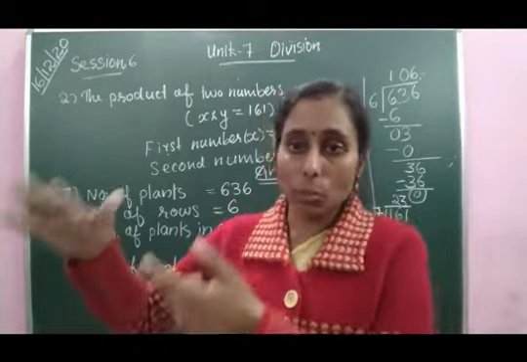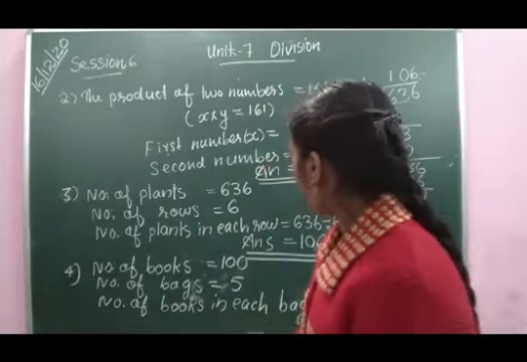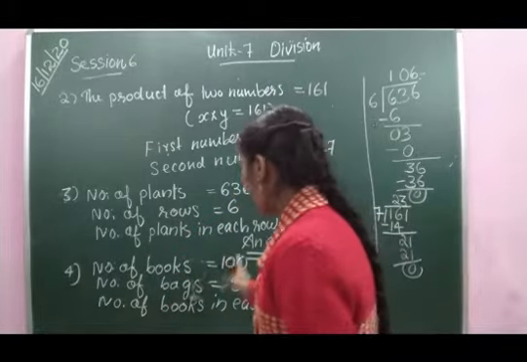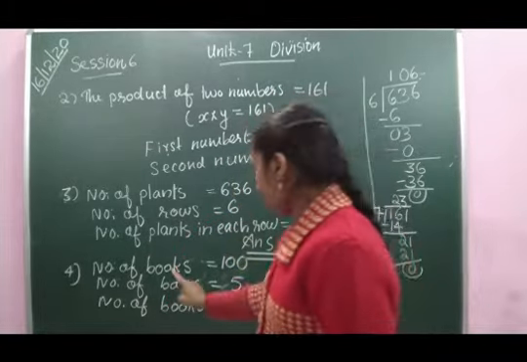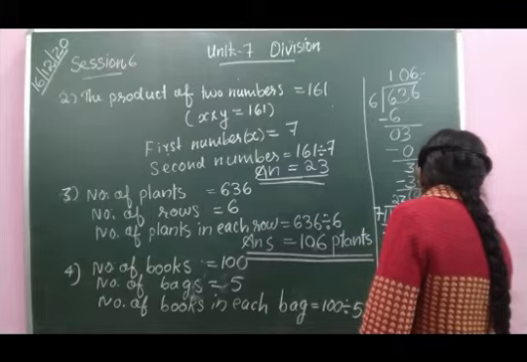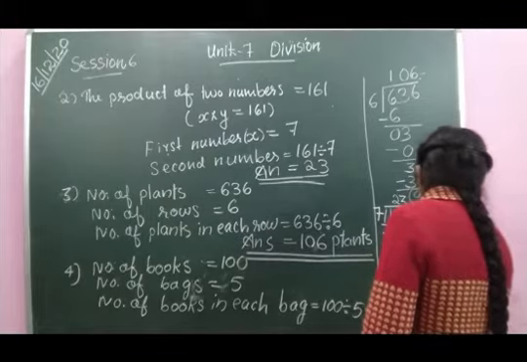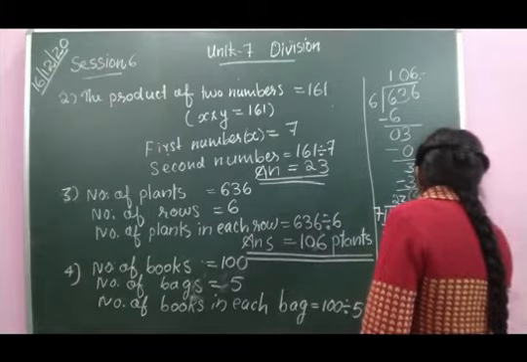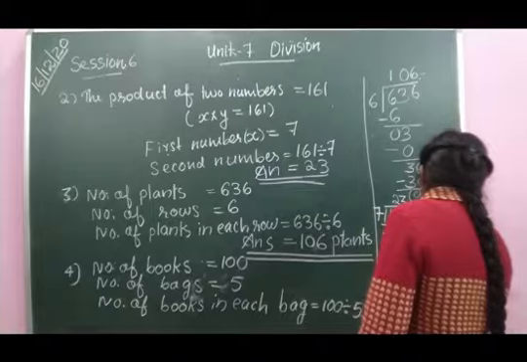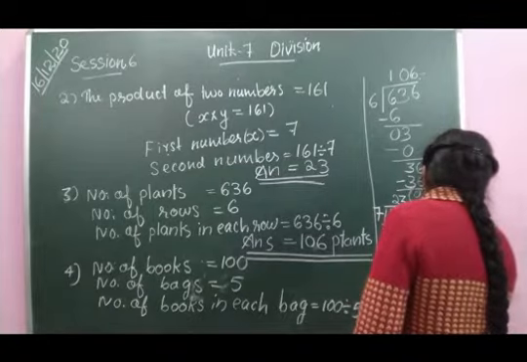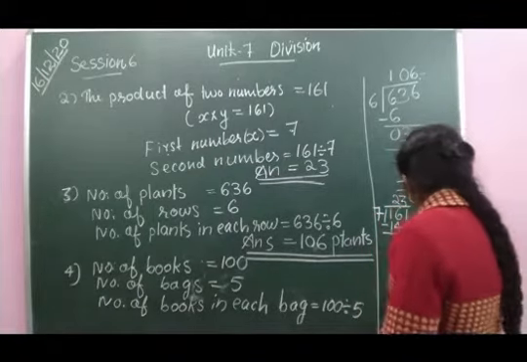How will we find out? 100 is the number of books, 5 is the number of bags. 100 divided by 5. I am going to write it here. You have to write it down. Okay. 100 divided by 5. 5 twos are 10. 10 minus 10, 0. Then 0 comes down. 0 came from the dividend.